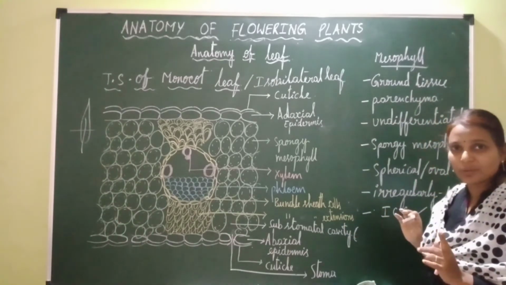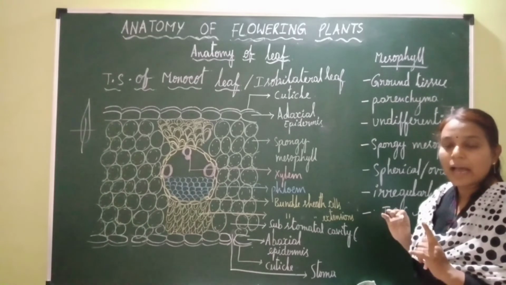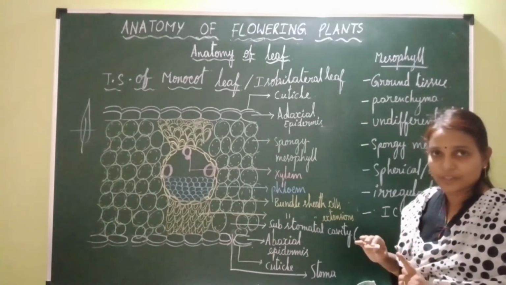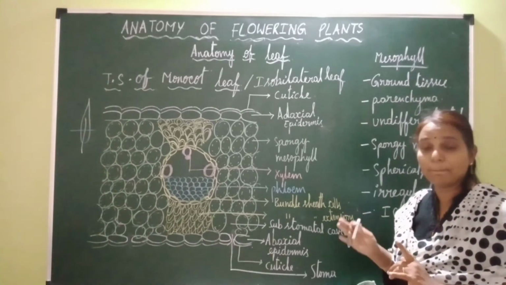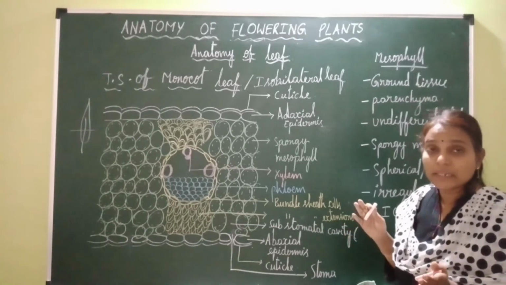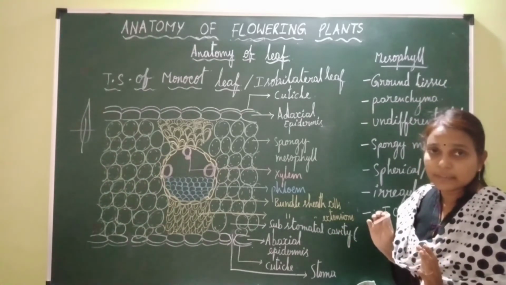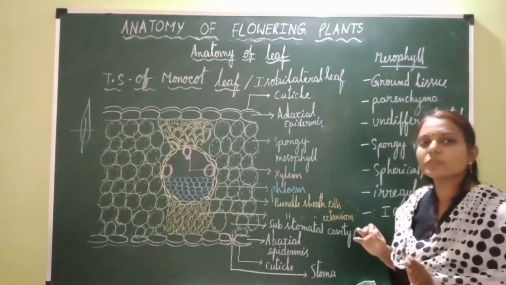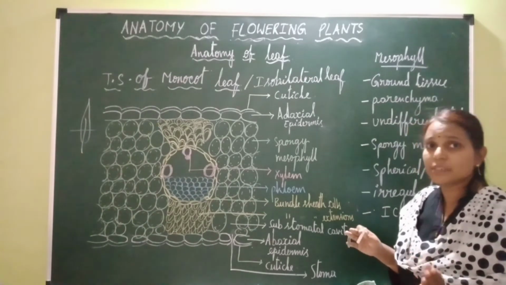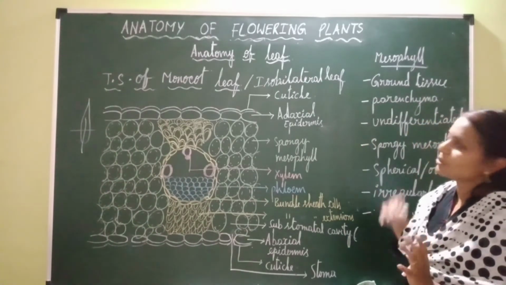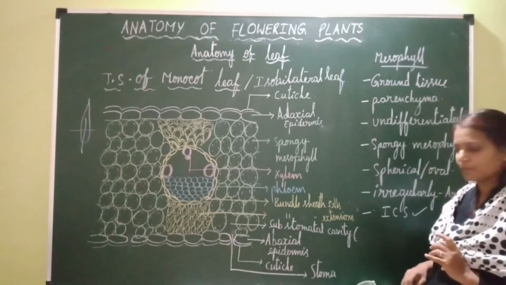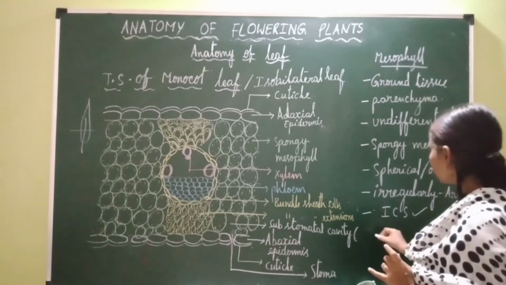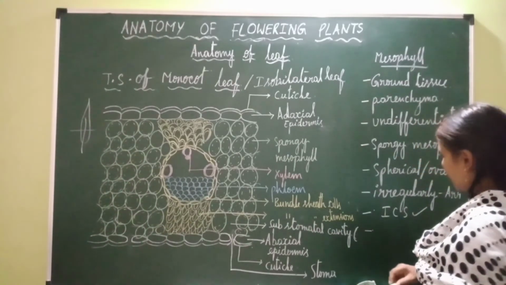And hence it is also called an isobilateral leaf, as there is no clear-cut differentiation or distinction between the upper surface and lower surface in terms of green color and in terms of the number of stomata present in the upper epidermis and lower epidermis. This leaf is also called an isobilateral leaf, right? Okay. Next, coming to vascular tissues.